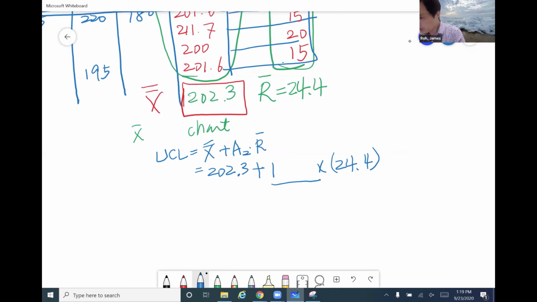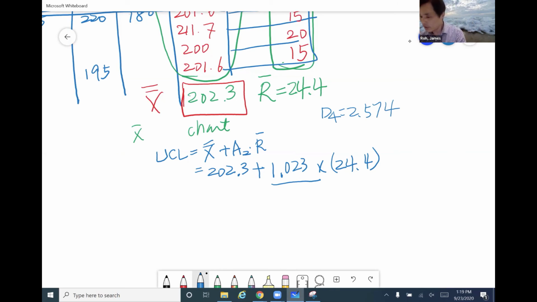So 1.023 and D4, let me make note of that. I forgot already. What was it? Do you remember? Let me take a look at it. D4 was 2.574. Okay.